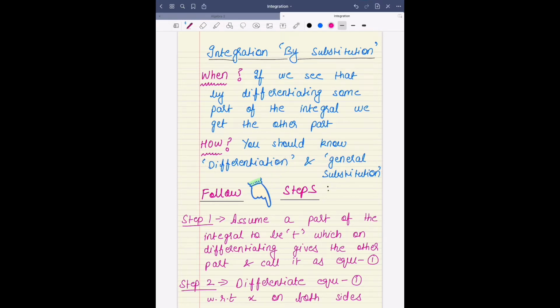Today we are going to learn integration by substitution. This is considered to be one of the complex methods of integrating, but once you learn it becomes simple. So let's see how we do it. The first question arises: when do we do it?